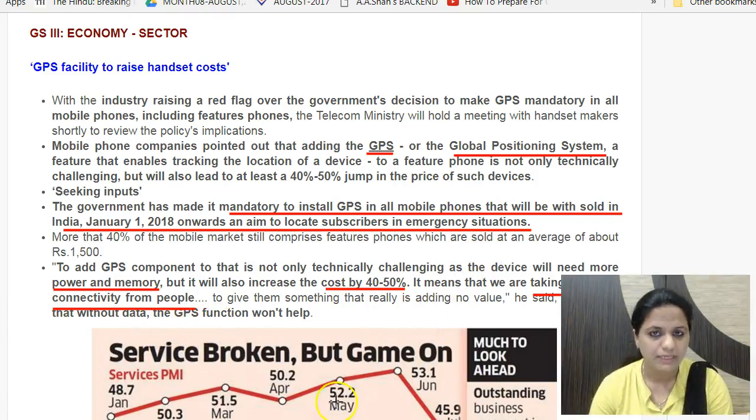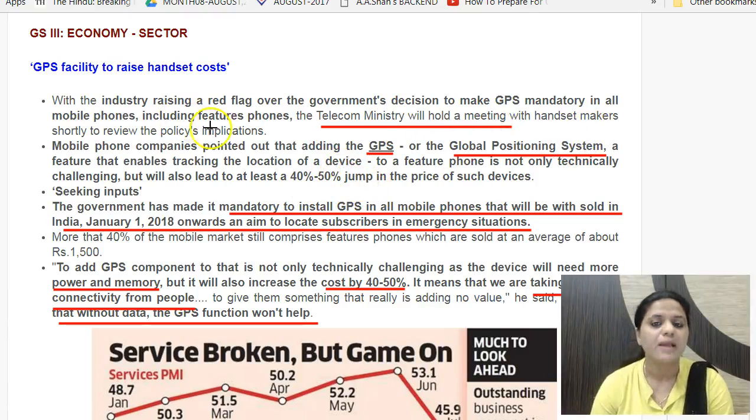Another argument put forth is that even if GPS is provided, if internet connectivity is not there, then the GPS function is not helpful. Of course, all phones may have GPS, but if data is not available to them, they don't access data, then GPS has no utility. So there is a need for the government to rethink this decision, and that is why the telecom ministry has decided to hold a meeting with the telecom handset makers, to understand the implications of this policy, and this policy may be reviewed. Of course we'll hear more about it, but presently the government's notification is that GPS is mandatory.